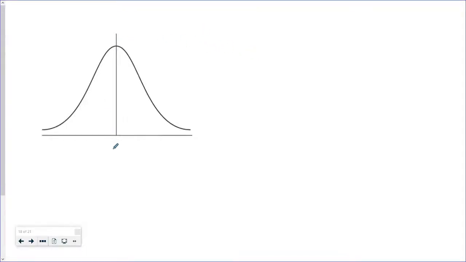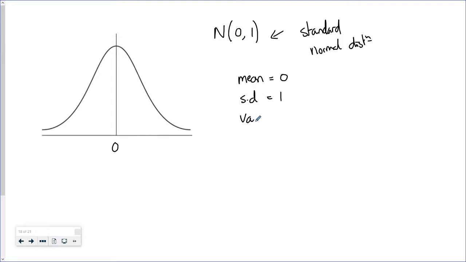In this chapter, in this exercise, we're going to introduce the standard normal distribution. A standard normal distribution is a normal distribution with mean 0 and variance 1. This is what we call the standard normal distribution. Notice that it has mean 0, and standard deviation and variance are equal to 1 as well, because you square 1 to get variance 1. So that's what this distribution looks like.